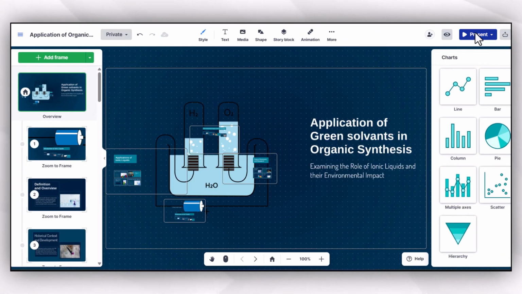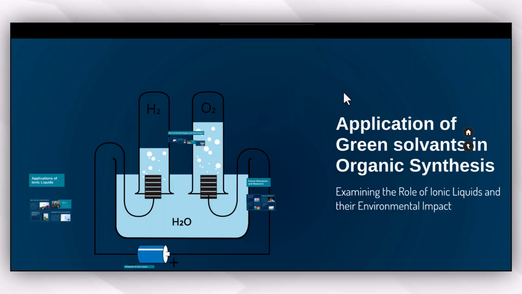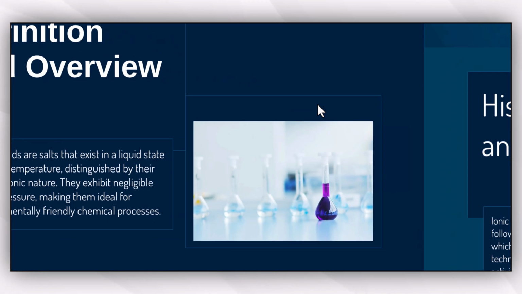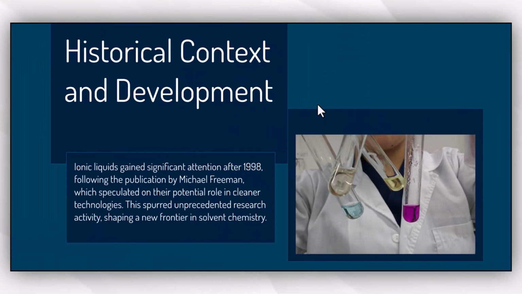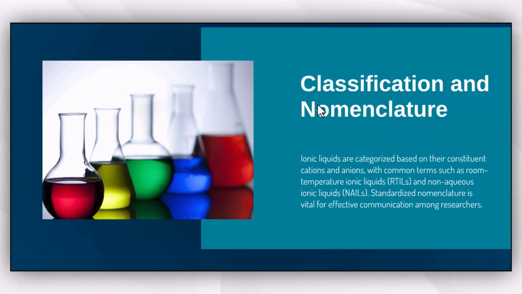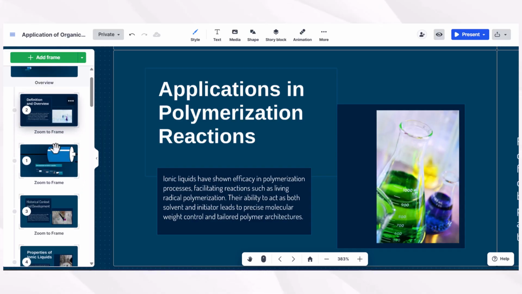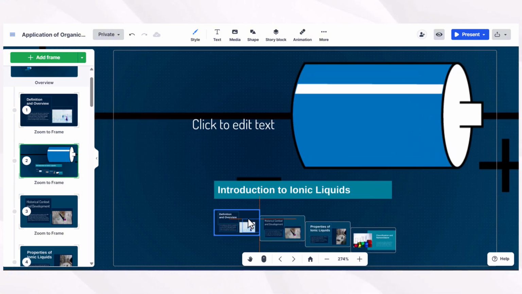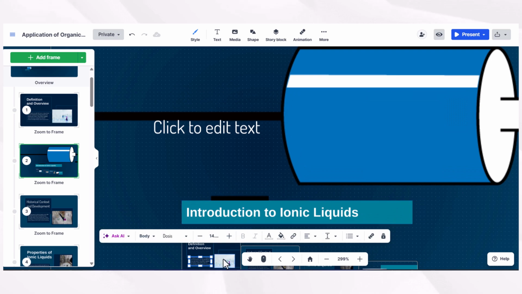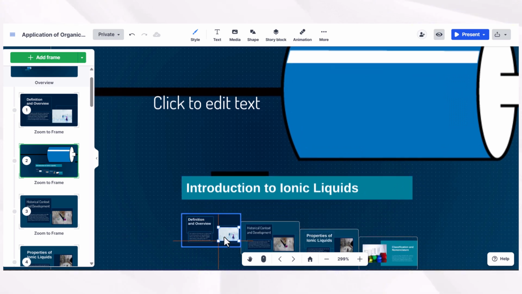So when you're done, you can see that this presentation is very interactive and very engaging, covering all the key aspects of the topic and converting a boring textual document into a very interactive presentation. You can reposition each slide and each subsection of the slide, including text and images, just by the drag and drop method.